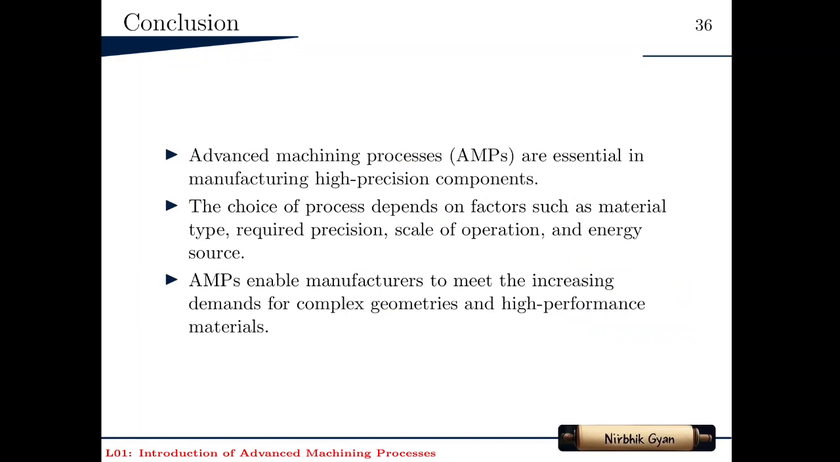So now come to the conclusion. Advanced machining processes are essential in manufacturing high precision components. The choice of process depends on factors such as material types, required precision, scale of operation, and energy source. Advanced machining processes enable manufacturers to meet the increasing demand for complex geometry and high performance materials.